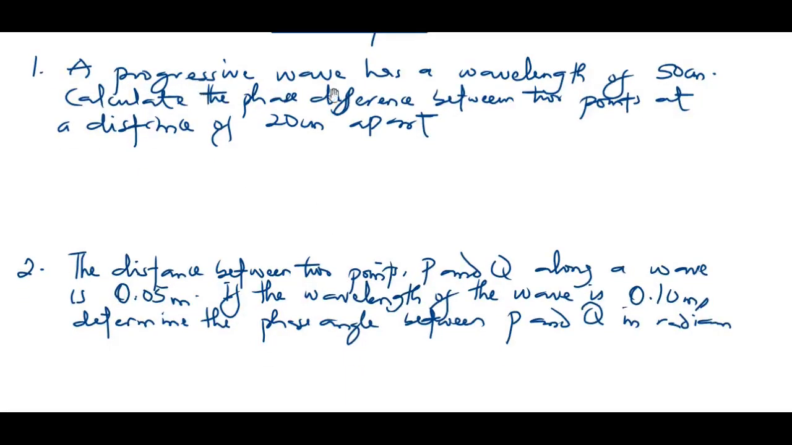Question 1. A progressive wave has a wavelength of 50 centimeter. Calculate the phase difference between 2 points at a distance of 20 centimeter apart. So if they are 20 centimeter apart, the implication is that our x is 20 centimeter. That's the distance from origin. Then for wavelength, lambda equals 50 centimeter. And they ask us to find the phase difference or the phase angle, that is phi, and it is 2 pi x over lambda.